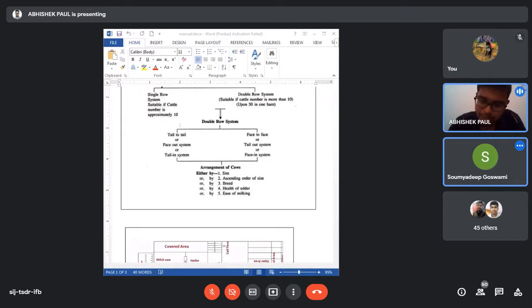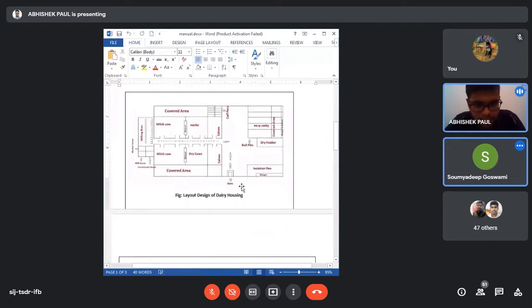Okay, this is called temperament. A docile animal you can keep on this side, then the high temper one, which is a little bit more aggressive. Aggressive means the milking will be difficult. So, these are the criteria for arranging the cow in a farm.